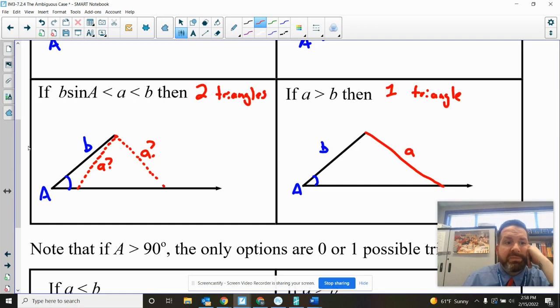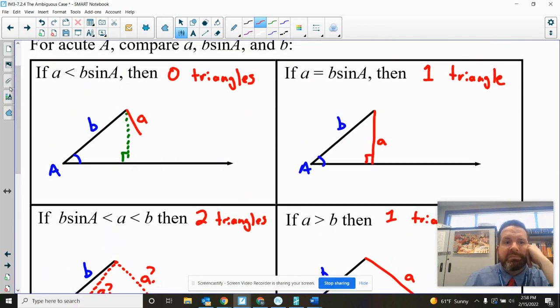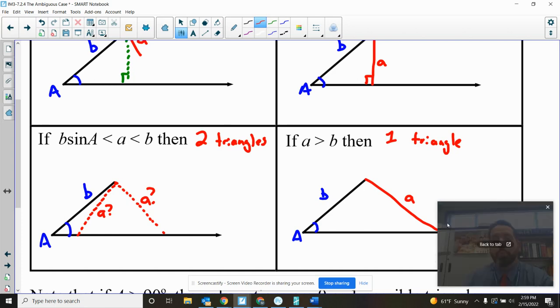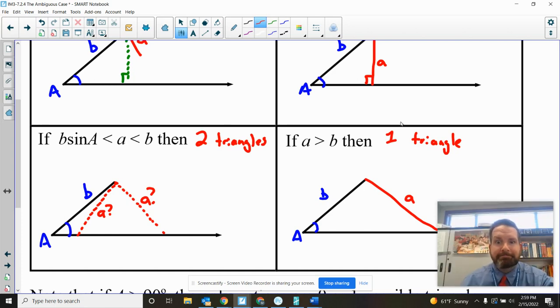So some things that we want to be able to check. B sine A is just the height of what would be an altitude from this point down to here. So if A is less than that, it doesn't reach and you have no triangles. If A is exactly equal to that, then you have that right triangle. If A is just a little bit bigger than that, but still not longer than the B side, then you have two possibilities that come from kind of swinging that arc around. But then if A gets bigger than this other side, you're back to one big old wide possibility.